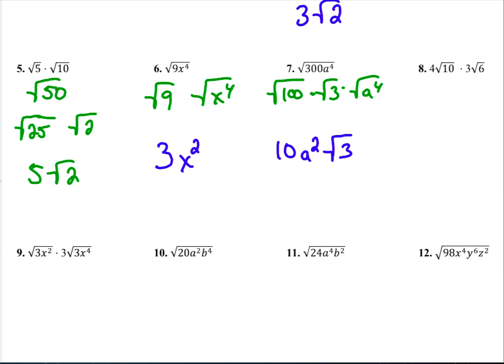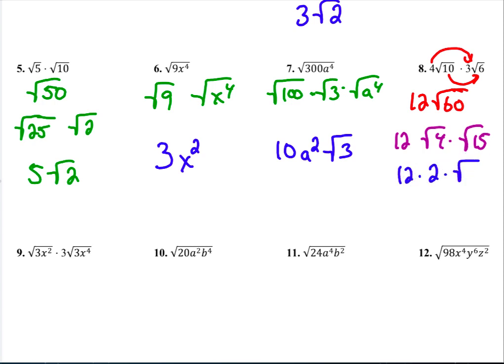All right, take a look at the next one. Again, we got some numbers in the radicals that are not perfect squares. So let's see if we can put the pieces back together. 4 times 3 is 12. 10 times 6 is the square root of 60. So I have 12, and then I have square root of 4 times the square root of 15, which gives me 12 times 2 times the square root of 15, or 24 square root of 15.